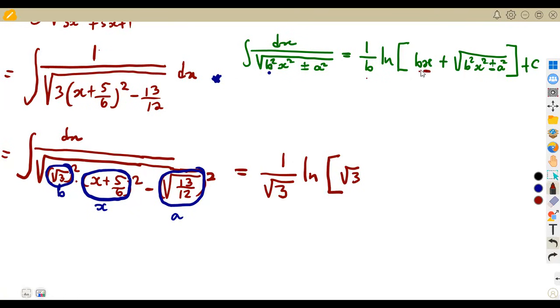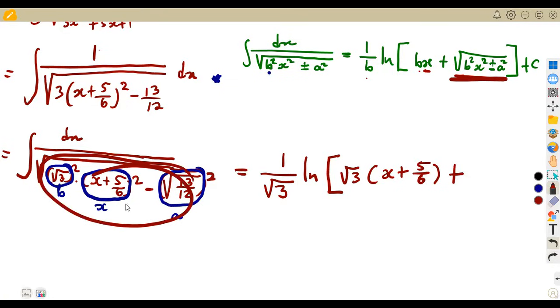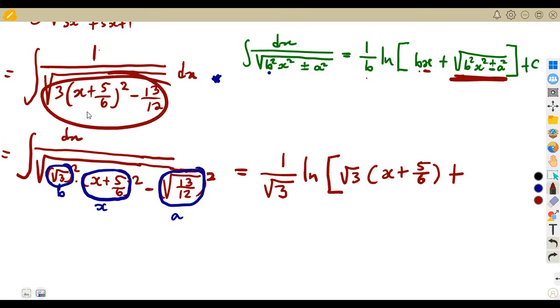Then what represents x? X is represented by the whole of this. Take note there, you don't write x as it is, you take this part as the bracket. That is the one that represents your x squared. So it's x plus 5 over 6, like this, plus the square root of b squared x squared, this. If you check, this here and this here are the same. So if they are the same, this is exactly what we have here.